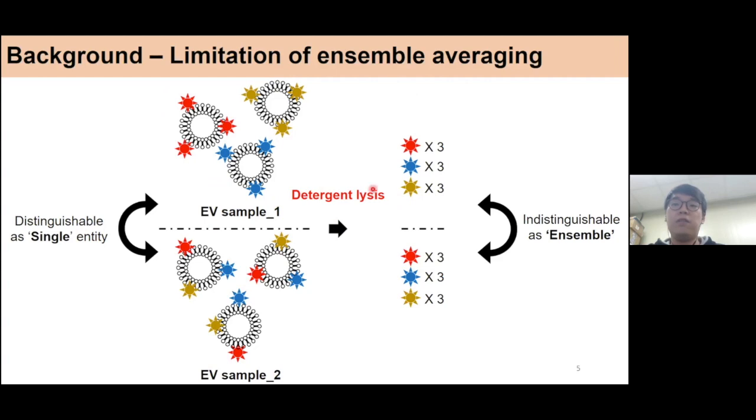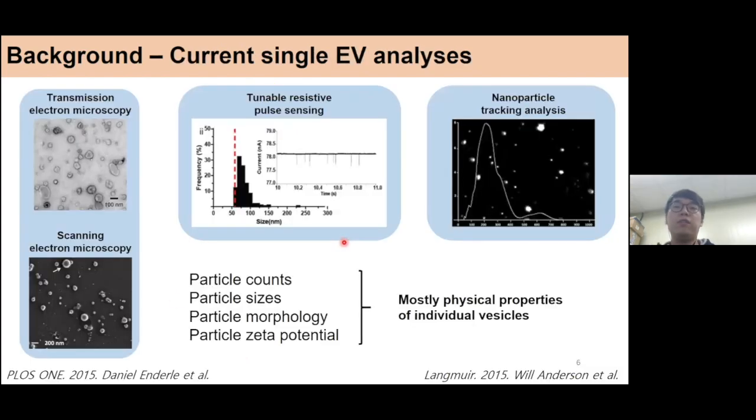This kind of error is made when EVs in the sample are lysed to be used for ensemble averaging methods, like omics or Western blots, and so on. Therefore, to understand the true characteristics of EV samples, we should utilize techniques that can analyze characteristics of single extracellular vesicle particles. Actually, there are some single vesicle analysis techniques that are actively used in current EV research.